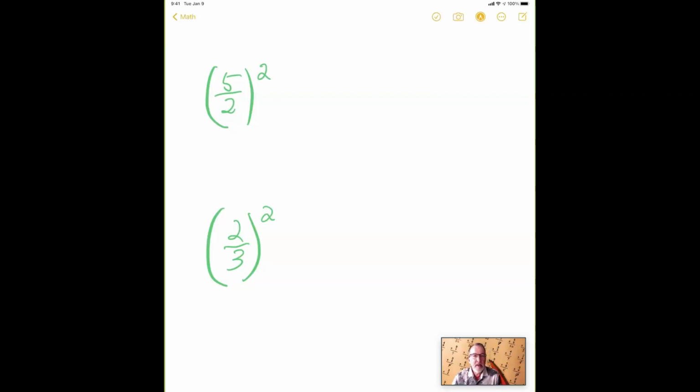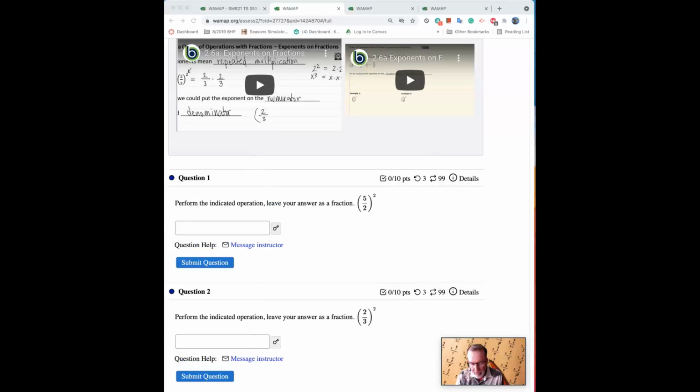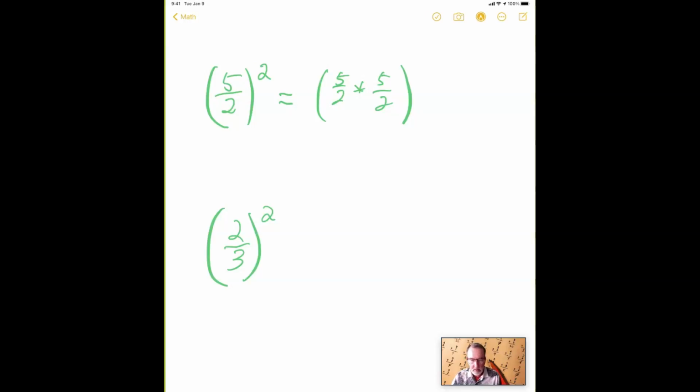So I'm a big fan of rewriting things in simpler terms. So we can define or rewrite this 5/2 squared as 5/2 times 5/2. Because the square of any number is just that number times itself. So we have everything in the parentheses squared. And since we're multiplying 5/2 by itself, we can work from here. And it's just a regular fraction multiplication problem.